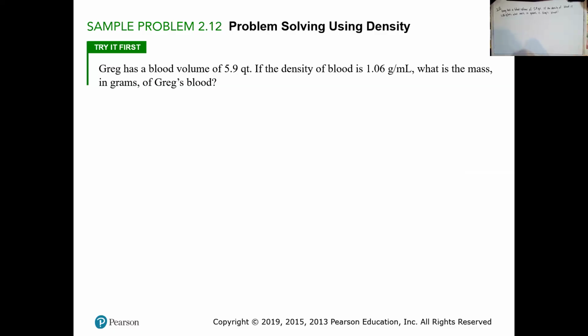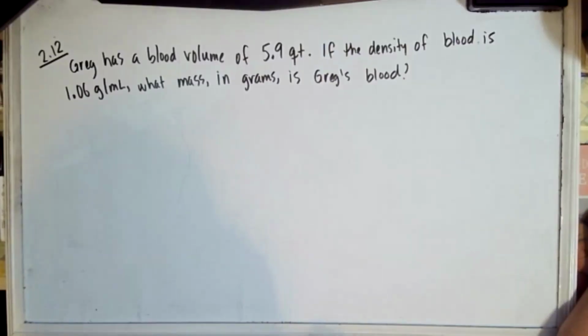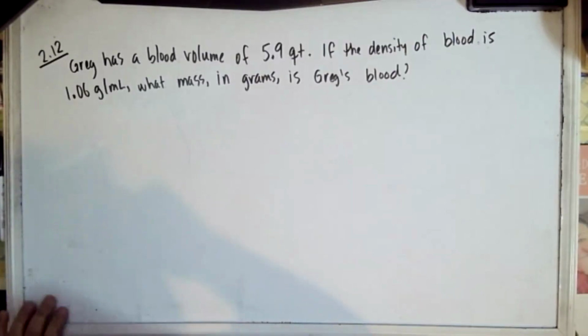So for this one, we're going to need to take Greg's blood volume in quarts, and we're going to have to relate it back to milliliters so that we could figure out the grams. Okay. So if you don't have all of your conversions memorized yet, you got to pull out the conversion sheet for this one. Let's see what they give you for volume conversions. You get quarts and liters. Okay. So they give us the conversions.